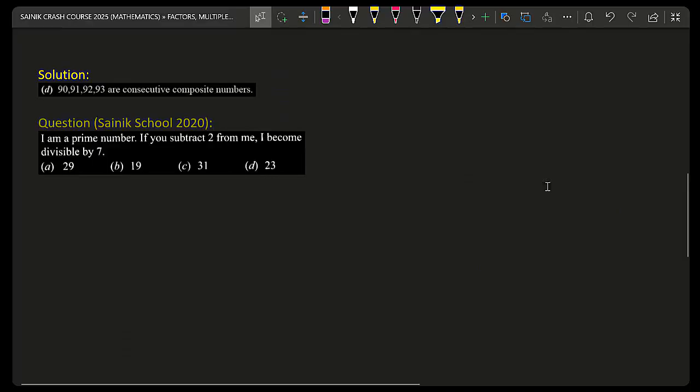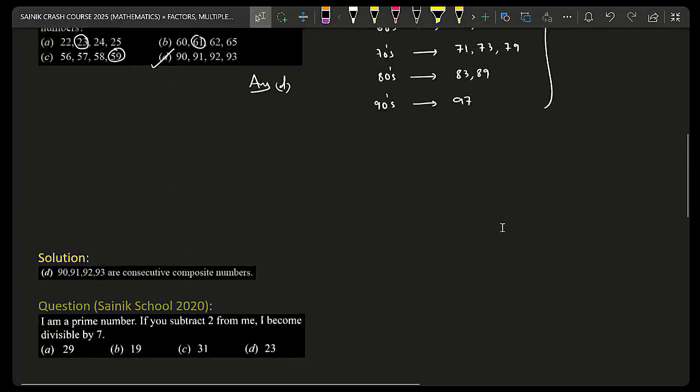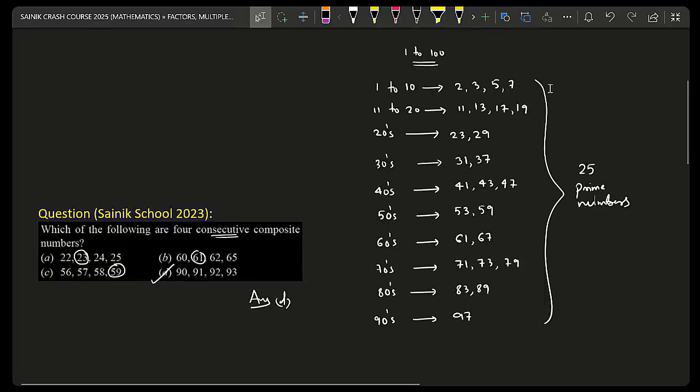Yes, Sahana. Sahana, why did you raise your hand? Sir, can you show the prime numbers from the 20s? Okay, you want to copy? Yes, sir. Yeah, copy quickly.